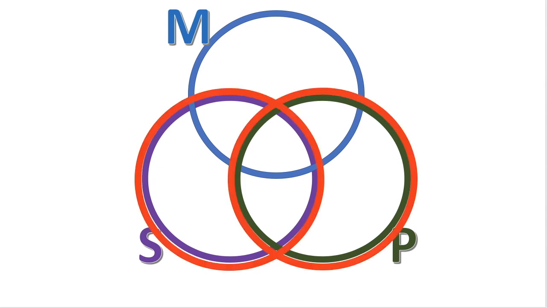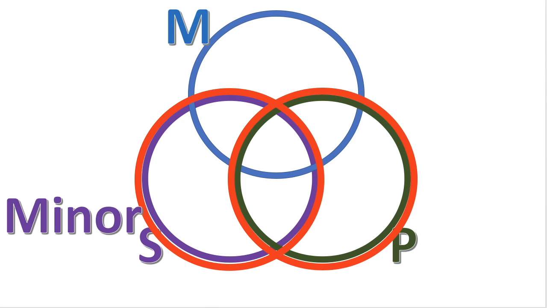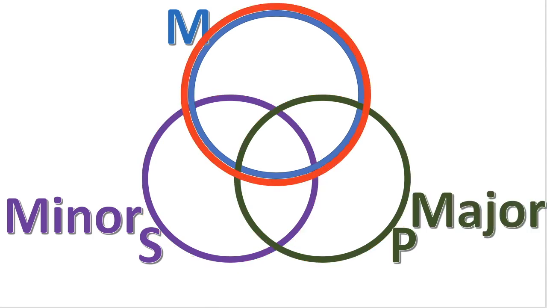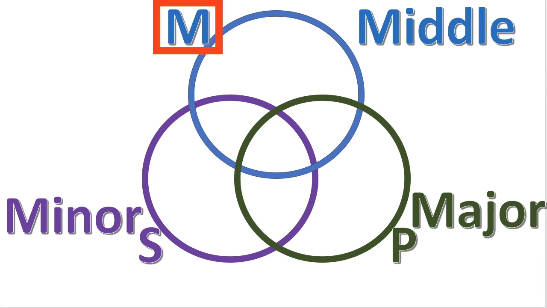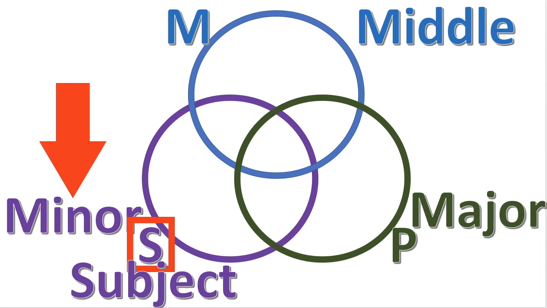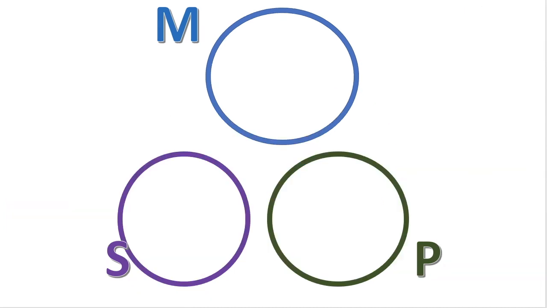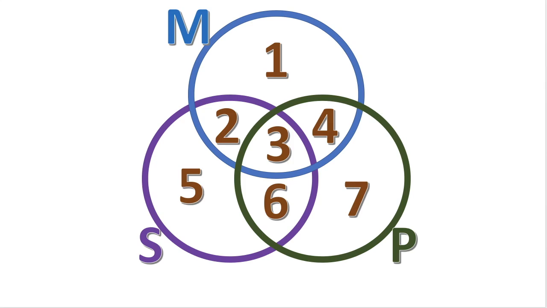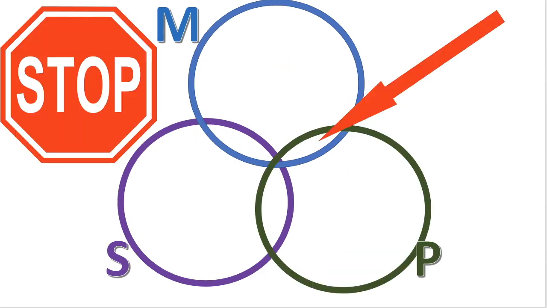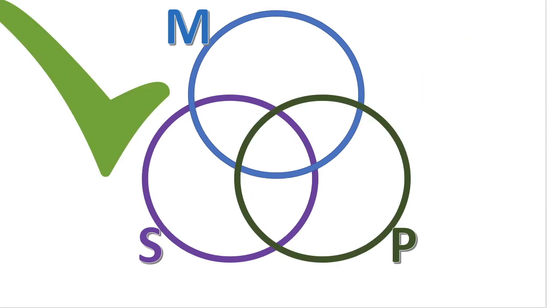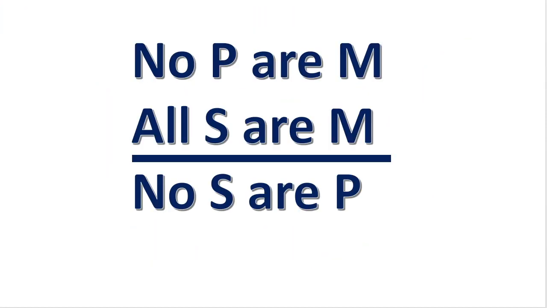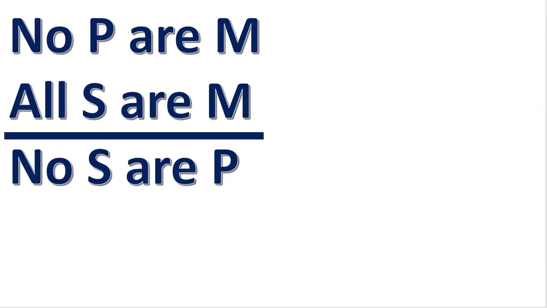Now these 2 are for the conclusion, the minor term and the major term. This circle is for the middle term. We label them M for middle term, S for the subject of the conclusion, which is the minor term, and P for the predicate of the conclusion, which is the major term. Now make sure to draw your circles large enough to draw in each section. Don't make them like this. Make them like this.